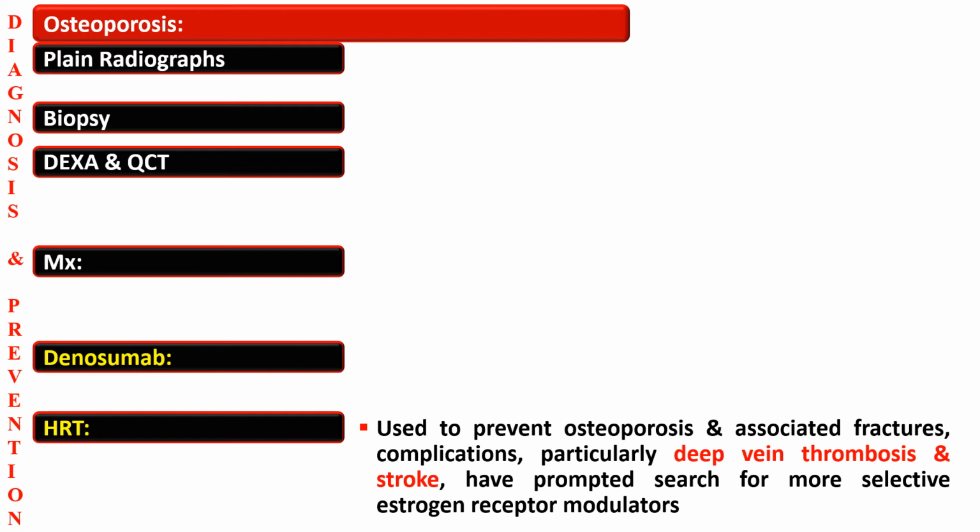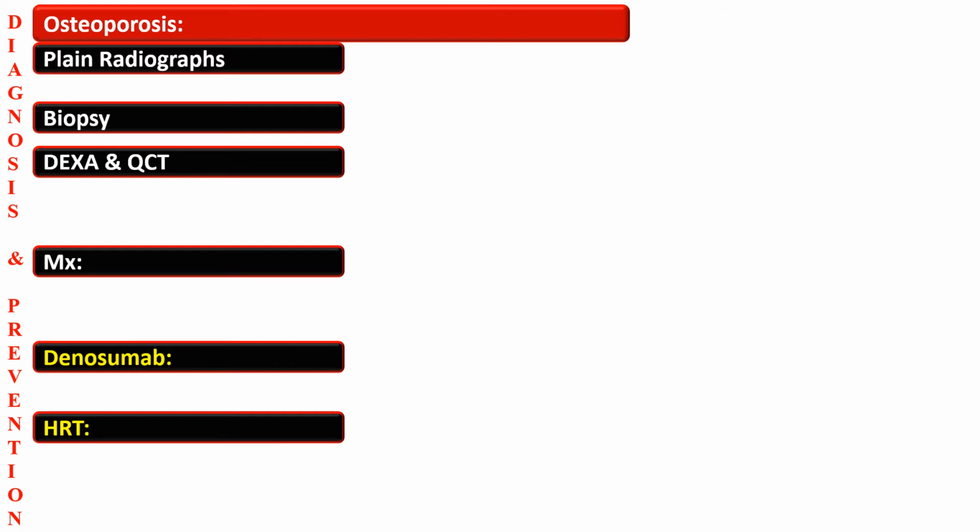The hormone replacement therapy or HRT, especially for the postmenopausal variety of osteoporosis, that is type 1 osteoporosis, was also advocated previously, but it has some associated complications, that are deep venous thrombosis and stroke. So it is not usually recommended.